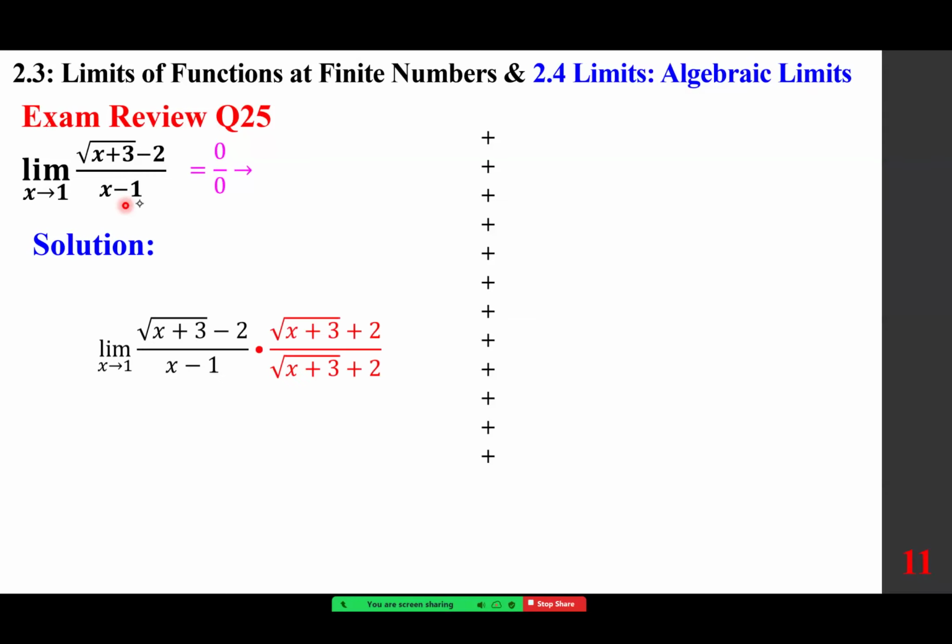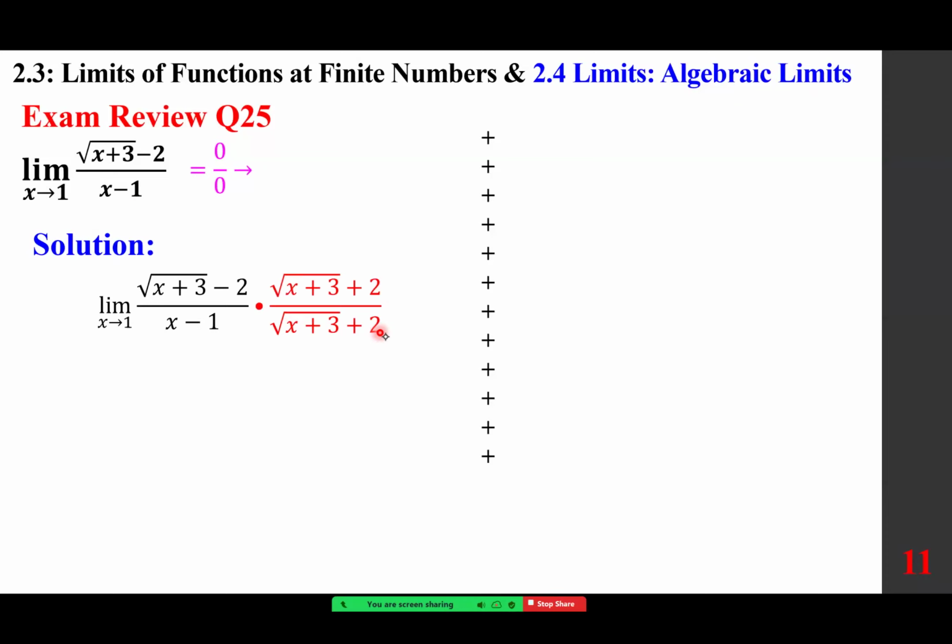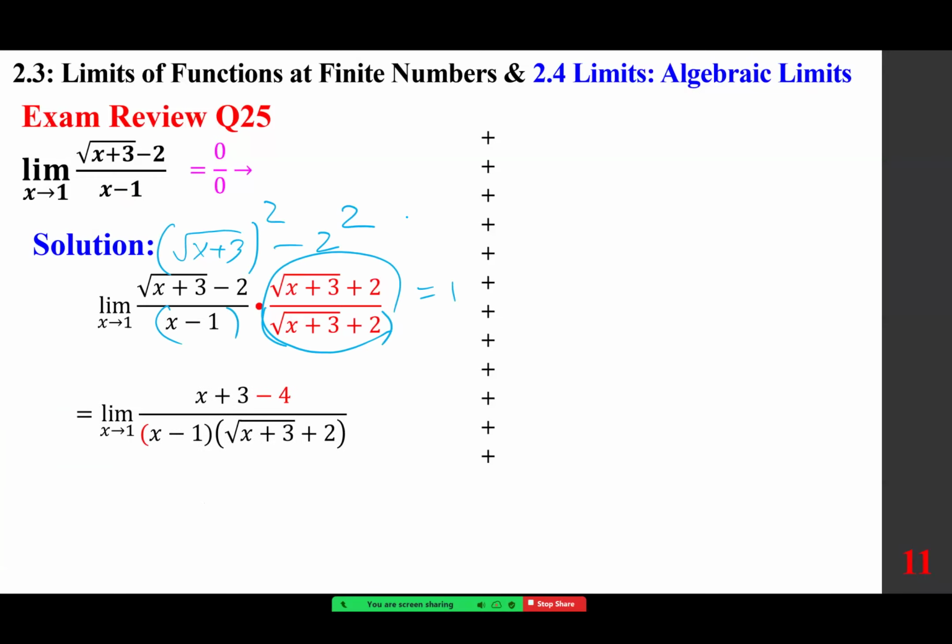The algebraic technique is to multiply and divide by the conjugate. This expression equals 1, and it's okay. Secondly, we're going to multiply these two in this format and we're not going to touch the denominator. The numerator, when we touch it, we get square root of x plus 3 quantity squared minus 2 squared, and x plus 3 comes out of the radical. 3 and negative 4 add up to negative 1. These two cancel each other. The numerator becomes 1. When you plug in 1 here, square root of 4 becomes 2, and 2 plus 2 is 4. 1/4 is the final answer.